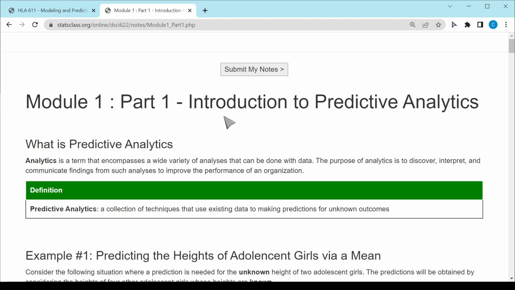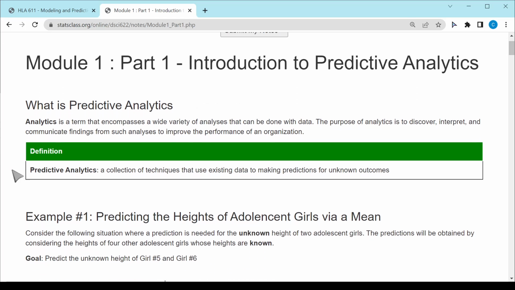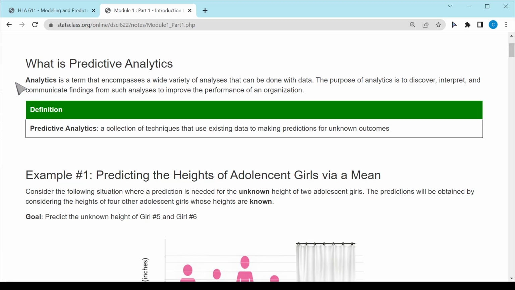Okay, let's go ahead and get started then with the Introduction to Predictive Analytics. So the term analytics encompasses a wide variety of analyses that can be done with data. The main purpose of doing analytics is to discover, interpret, and communicate findings from such analyses to help to improve the performance within the organization.